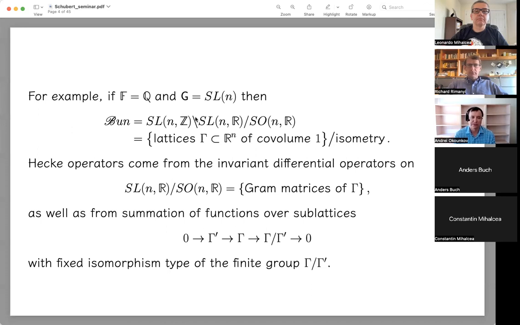But you also have some discrete versions, like finite difference operators. These come from the fact that if I have a function defined on lattices, you can sum it over the following finite set. You can consider sublattices in your given lattice such that the quotient has a fixed isomorphism type. There will be some finite sum, and if you have a function of a lattice, you can sum it over that finite set. That would be the action of your Hecke operators.